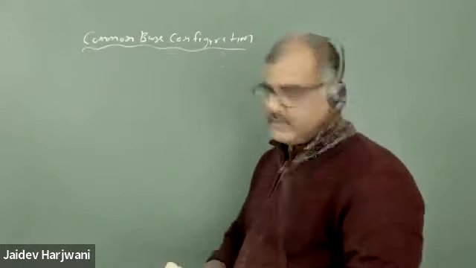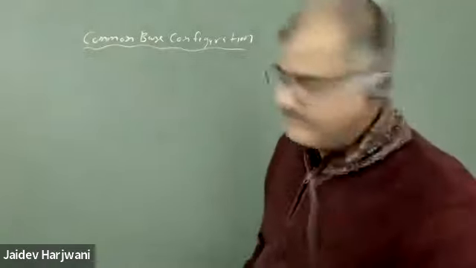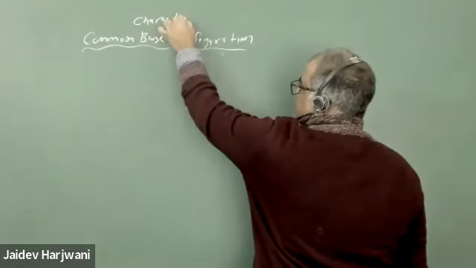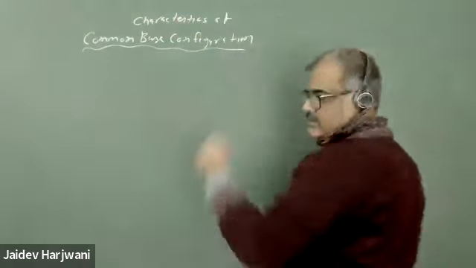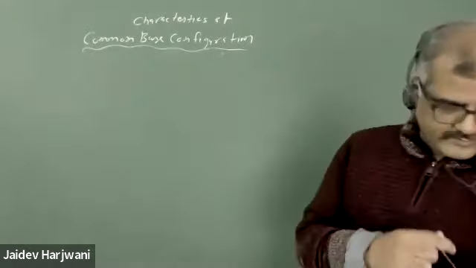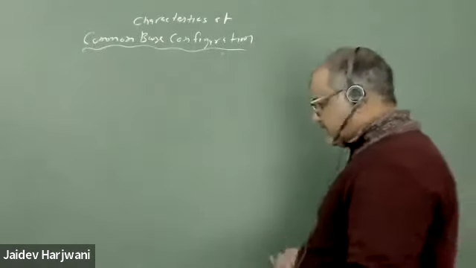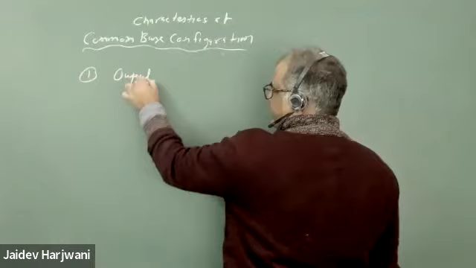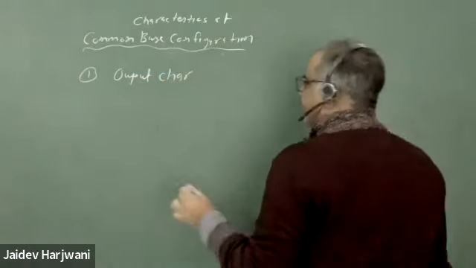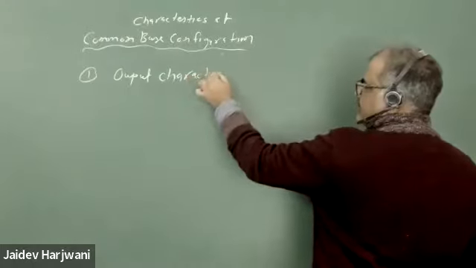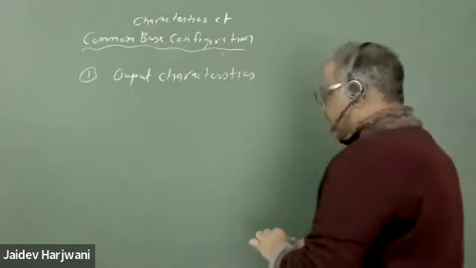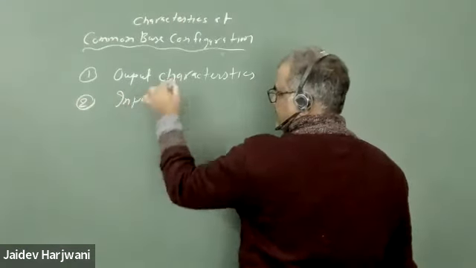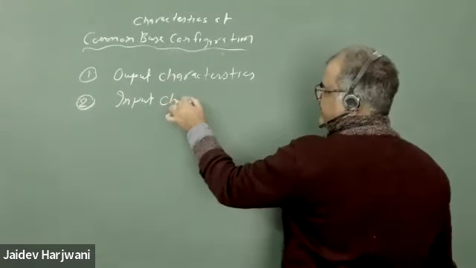Characteristics of common base configuration. Here two types of characteristics are important. Number one is output characteristics, which is more important to understand the working of an amplifier. And the second is input characteristics, which is not that much required, but anyway I will explain this.